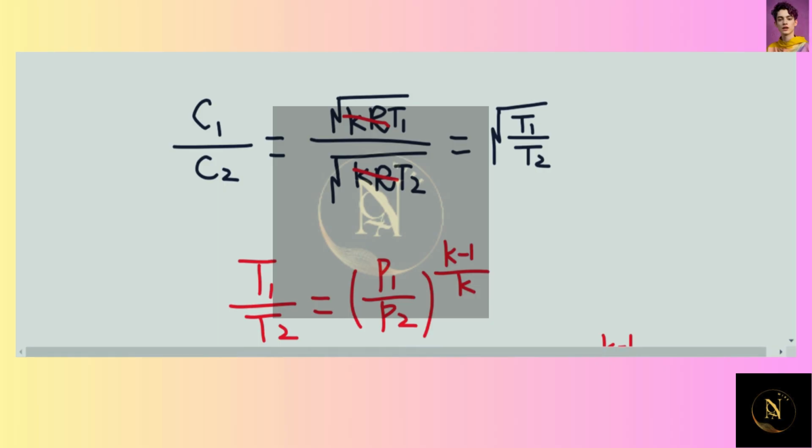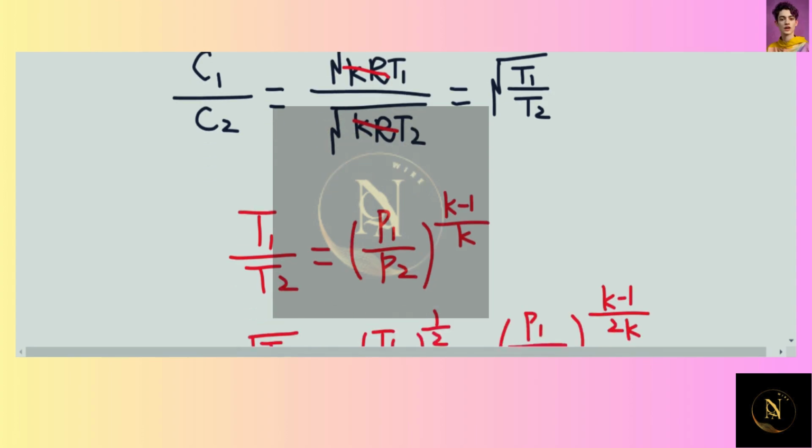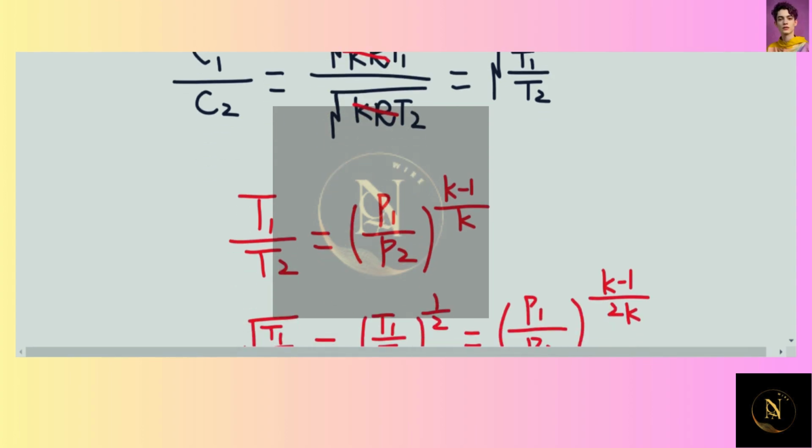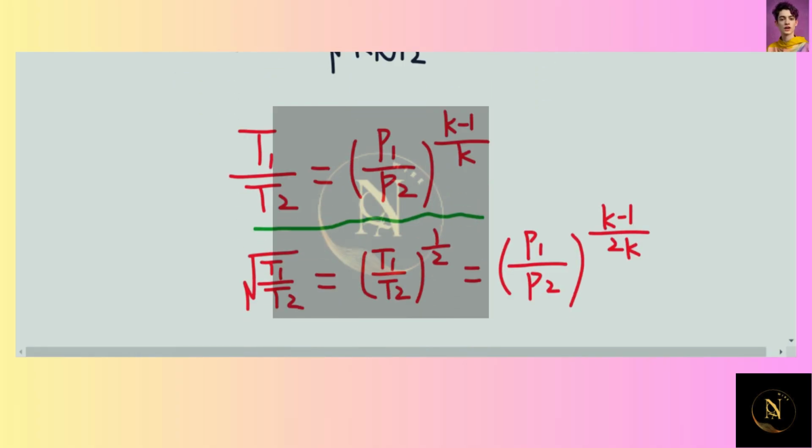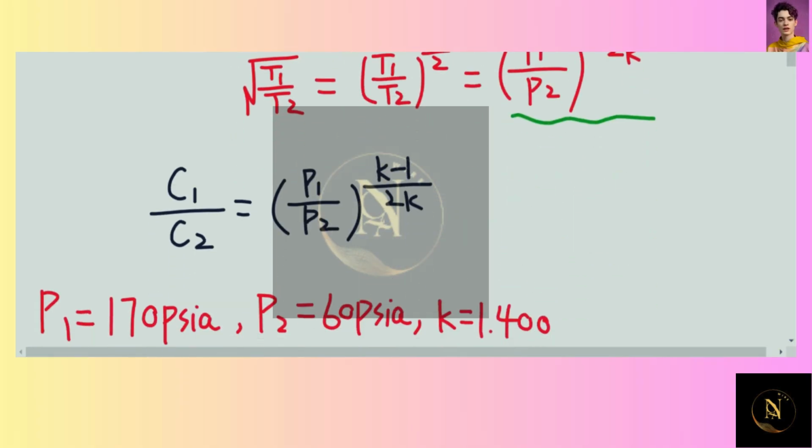Since the air expands isentropically, the relationship between the temperature and the pressure can be expressed like this. P1 here is the initial pressure, P2 here is the final pressure, k here is the specific heat ratio for the air. So therefore, we have square root T1 over T2 is eventually equal to P1 over P2 to the power of (k minus 1) over 2k. So therefore, we have C1 over C2 is equal to P1 over P2 to the power of (k minus 1) over 2k.